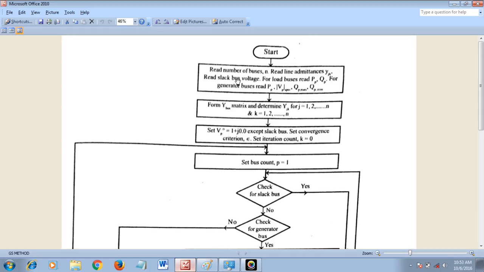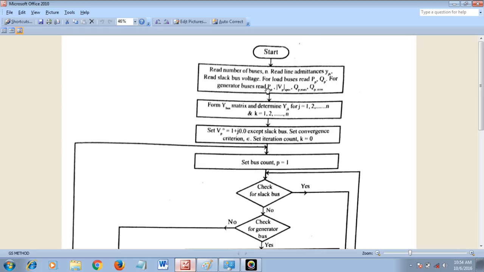After reading the buses, line admittances and slack bus voltage, we go on to the load buses. For load buses we have 2 quantities: one is real power and the other is reactive power. So the load is in the combination of real power as well as reactive power. And the last reading parameter is the generator buses.